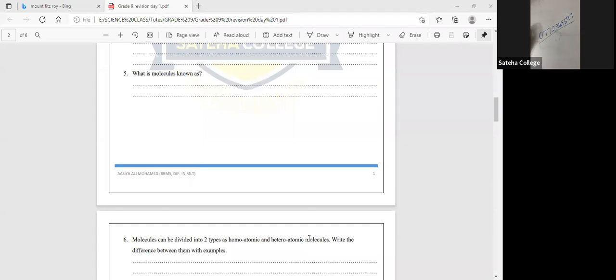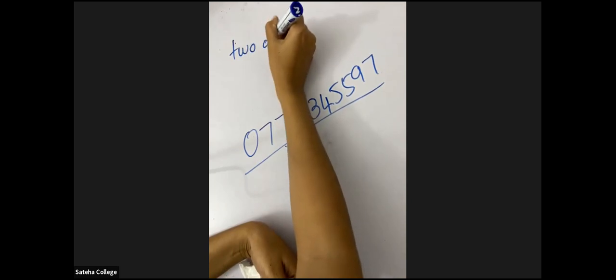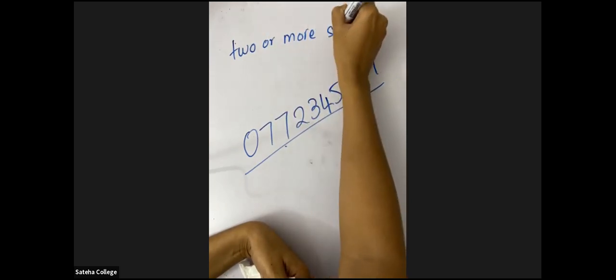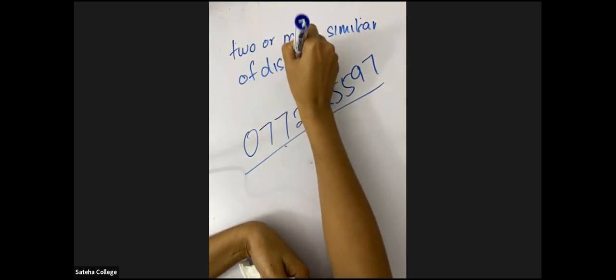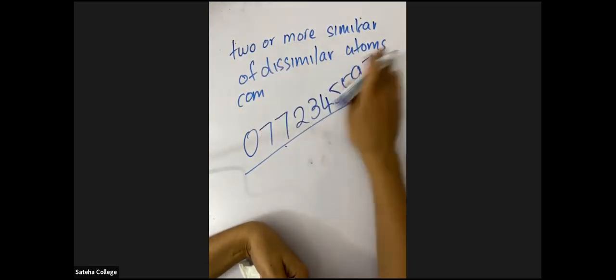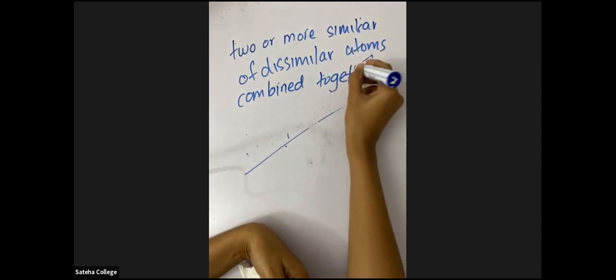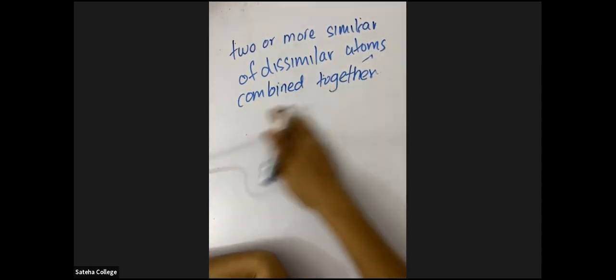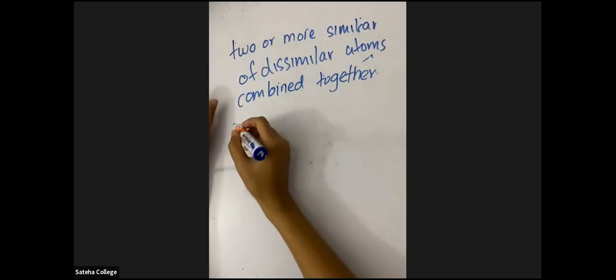Right, I think that's enough time. So let's see the answer. Right, so now check your answer. First one, what is a molecule? So you should say 2 or more similar or dissimilar atoms combine together, right? 2 or more similar atoms or 2 or more dissimilar atoms, if they combine together, that you call it as a molecule.